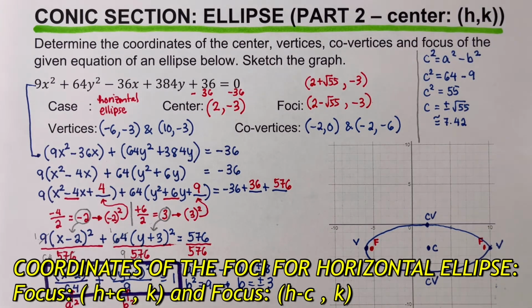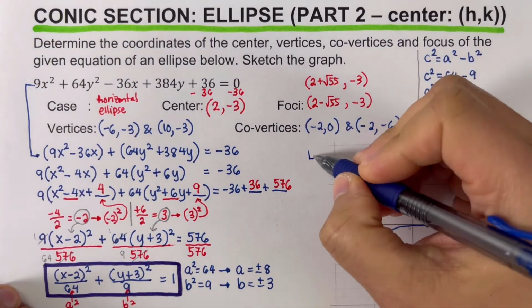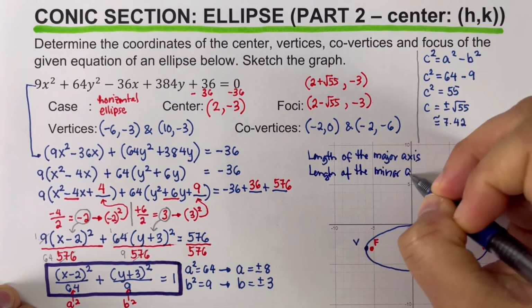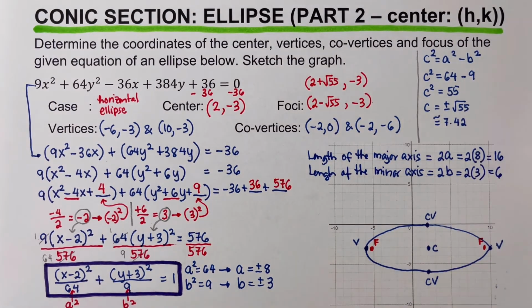Now we determine the length of the major axis and the length of the minor axis. So I'm going to go ahead and write that up here. So this is the standard form of this general form of an ellipse, and this is the graph of these two equations. Now let's move on to the next example.